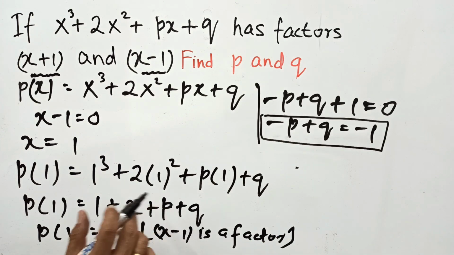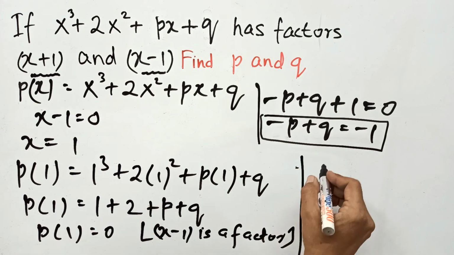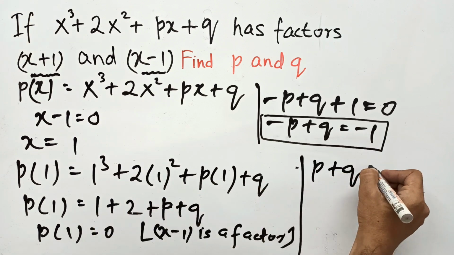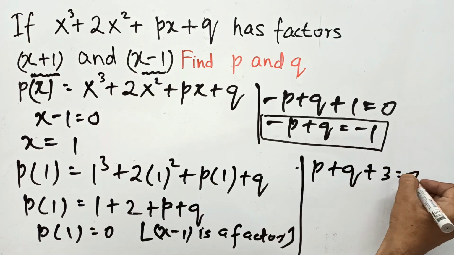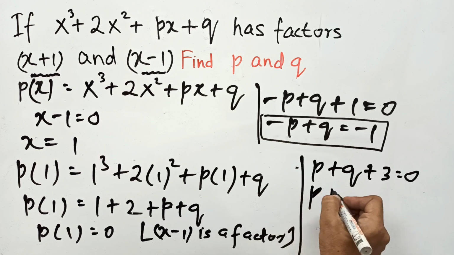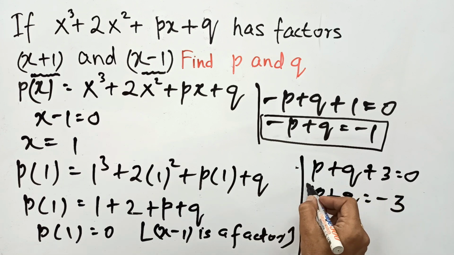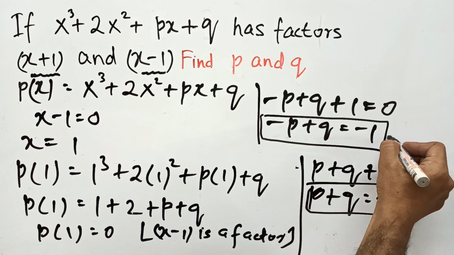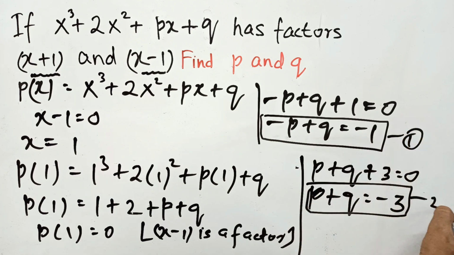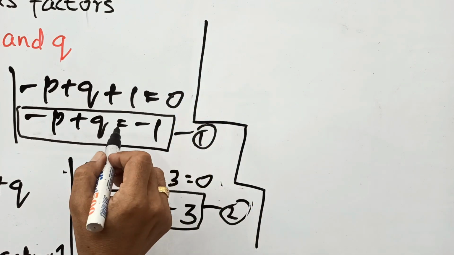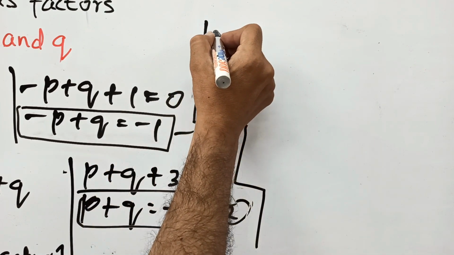Now we will put this expression equal to 0. P plus q, I am writing directly, 1 plus 2, 3 is equal to 0. And after simplification, p plus q is equal to minus 3. This is the second equation. This is the first and this is the second. Now let us solve these two equations and get the values of p and q.